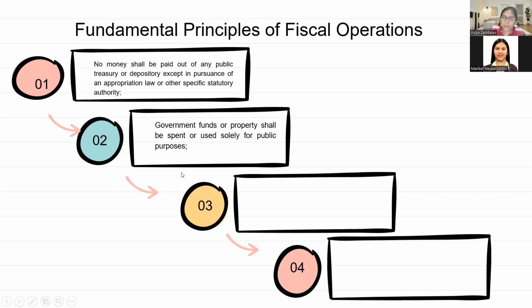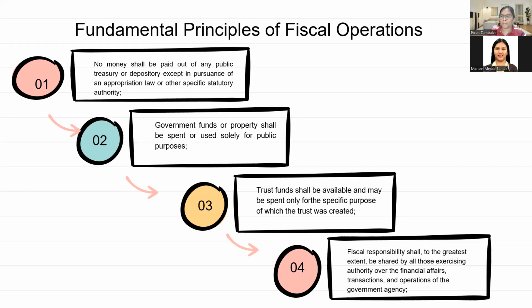Okay, 2. Government funds or property shall be spent or used solely for government purposes or public purposes. Of course. 3. Trust funds shall be available and may be spent only for the specific purpose for which the trust was created. 4. Fiscal responsibility shall, to the greatest extent, be shared by all those exercising authority over the financial affairs, transactions, and operations of the agency. Meaning to say, lahat ng nag-sign sa isang voucher, so sa isang document, as to nag-certify.